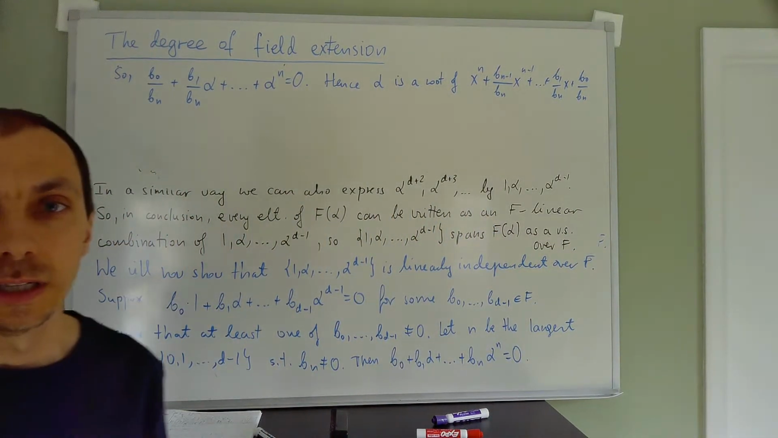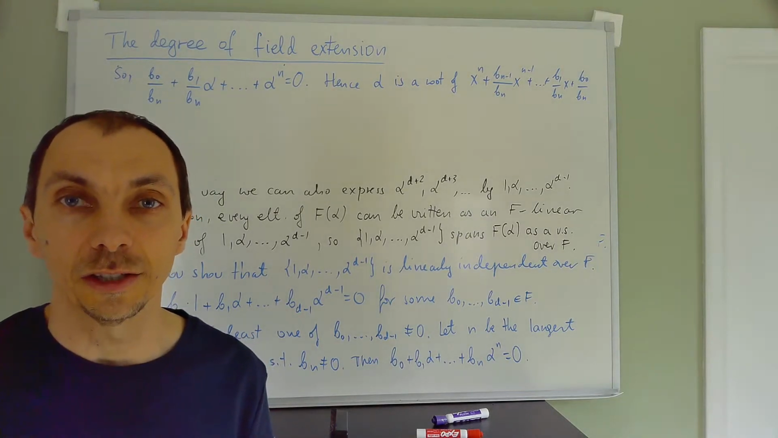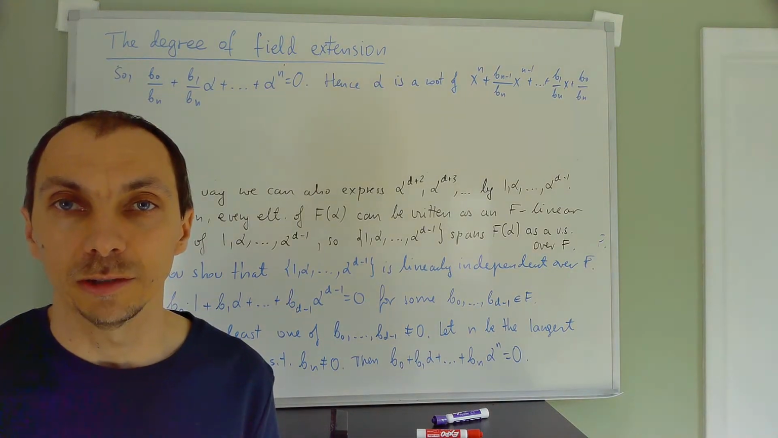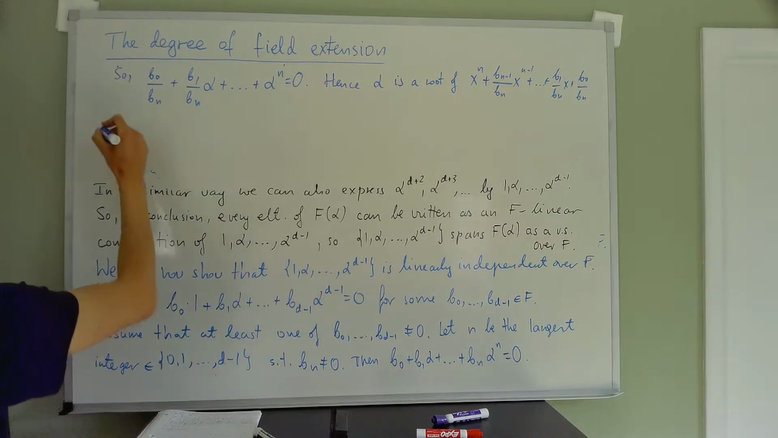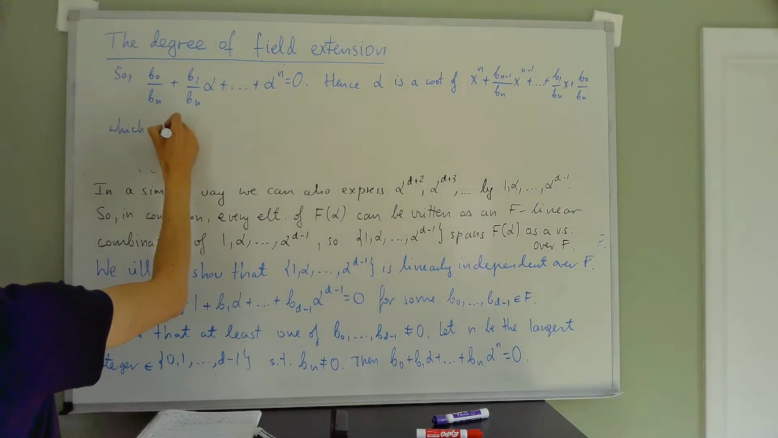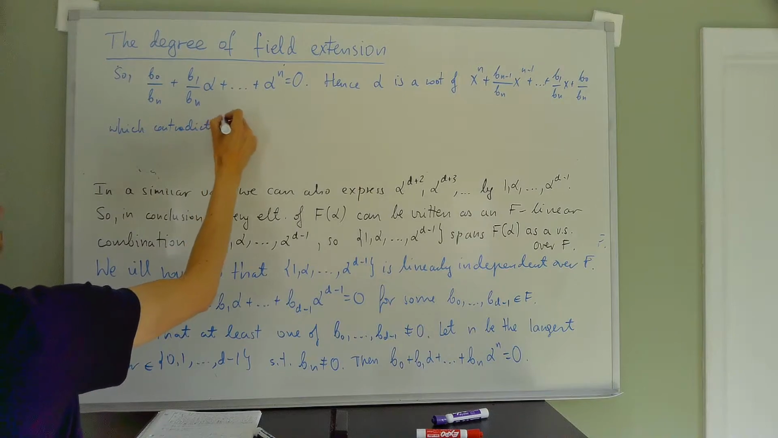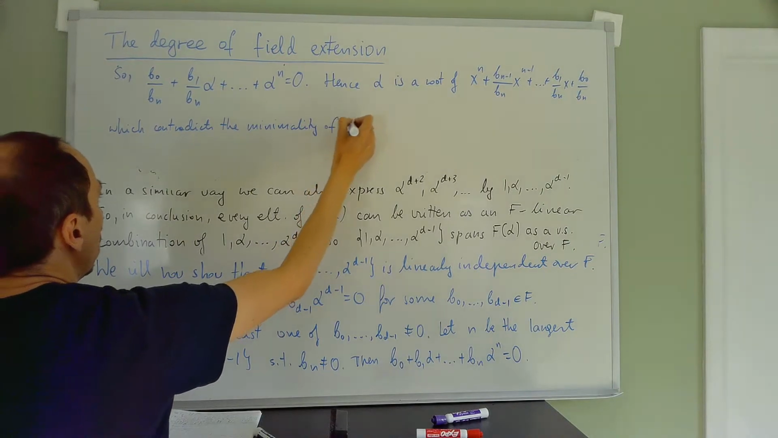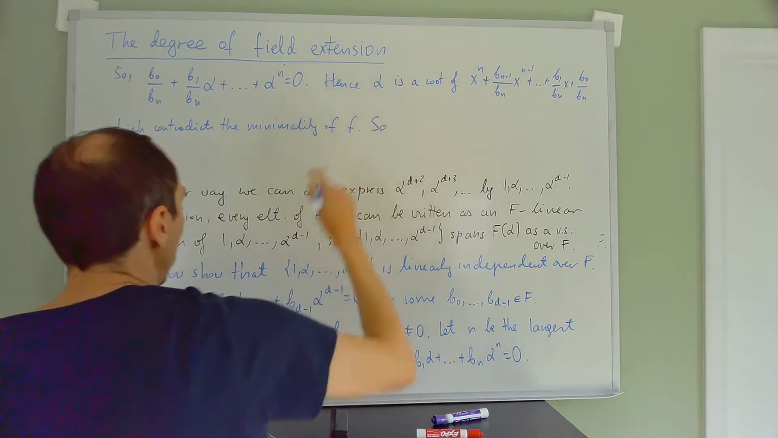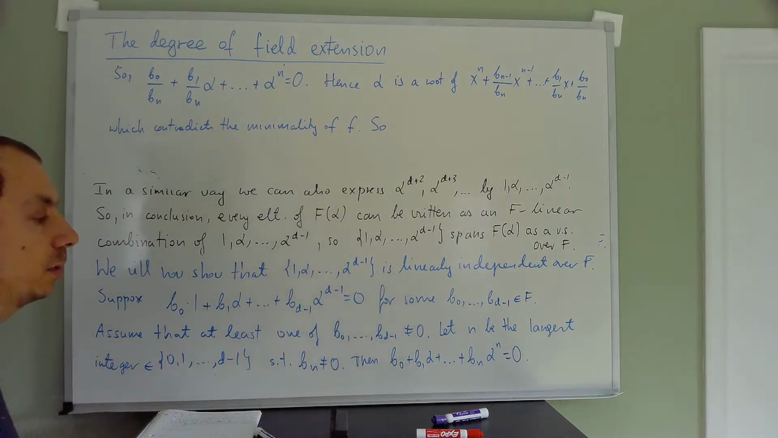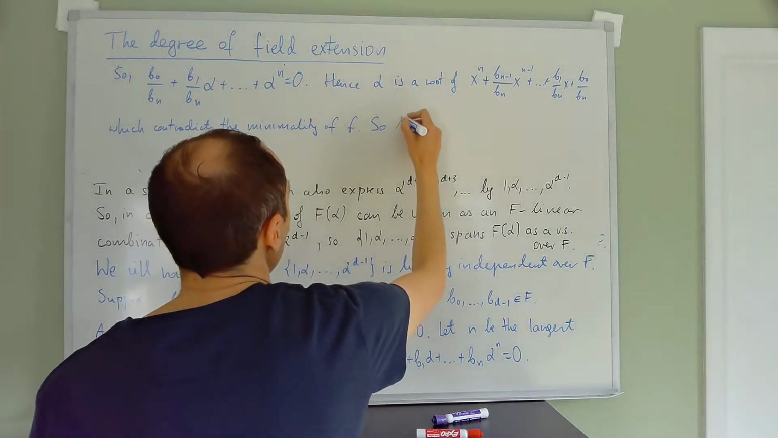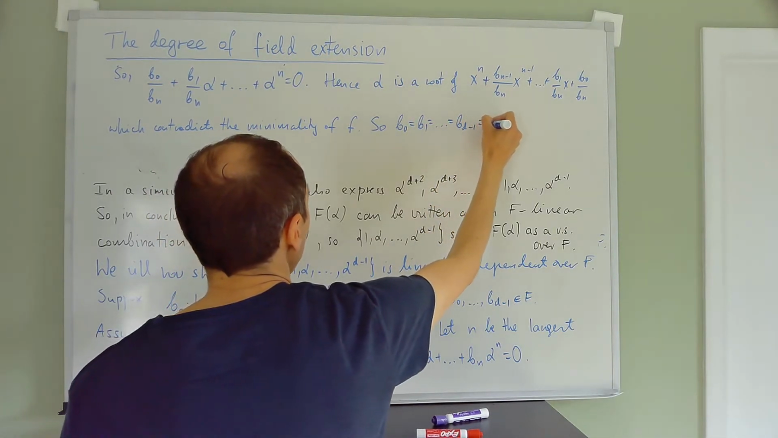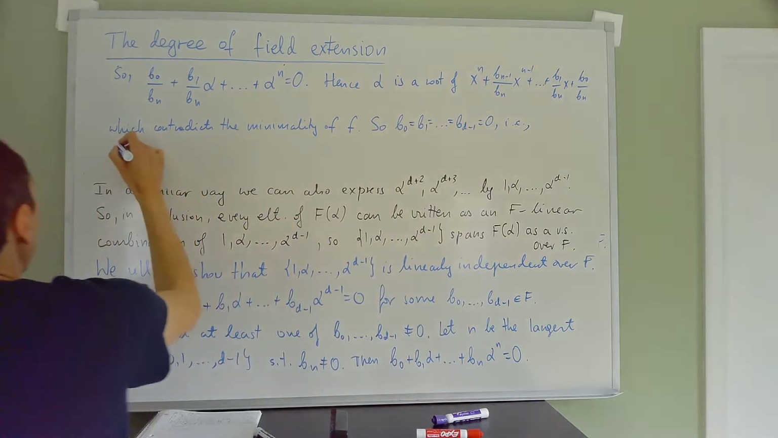And this polynomial is monic. It has coefficients in F and is of degree less than d. So that's a contradiction, because the polynomial of degree d was the minimal polynomial, which contradicts the minimality of f. So that means the assumption that at least one of the b's must be non-zero was false. So b_0 equals b_1 equals ... equals b_{d-1} equals 0, i.e. the set is linearly independent.